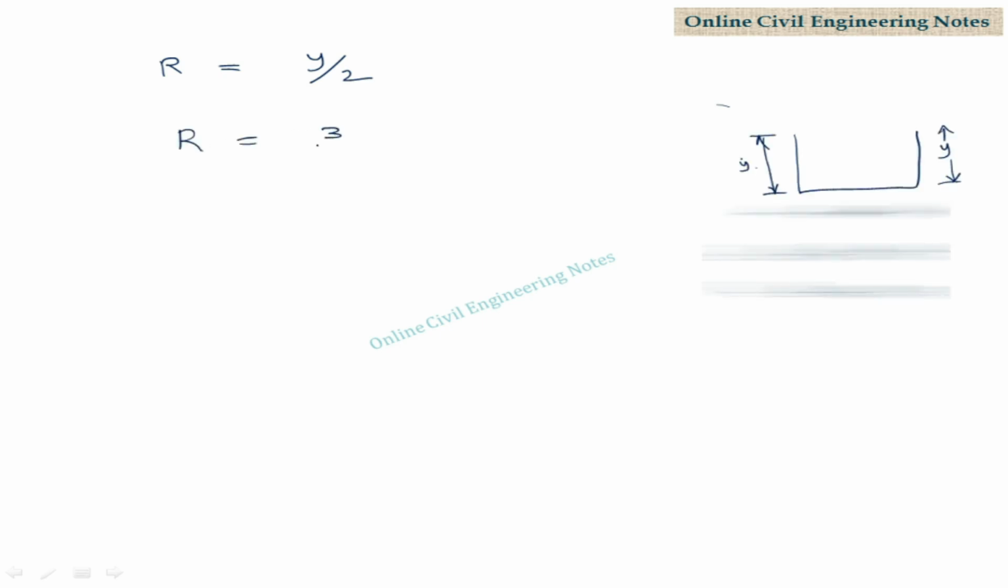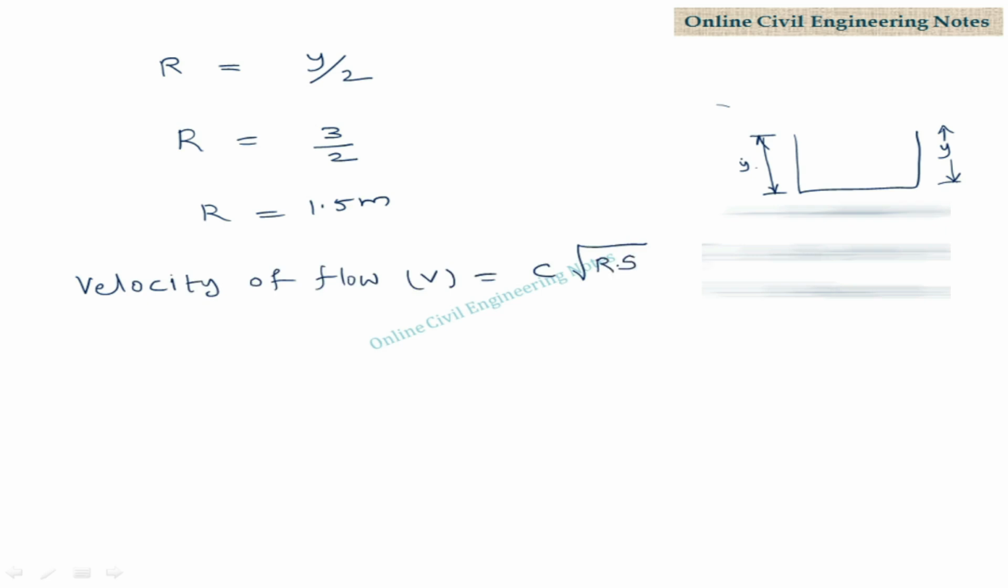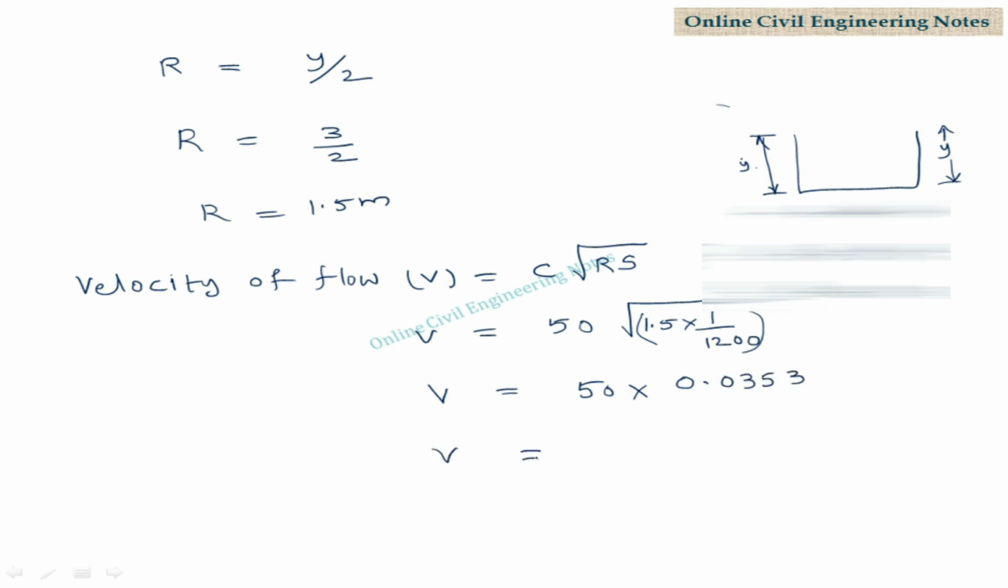Second condition is R is equal to y by 2, where R is the hydraulic mean depth. R is equal to 3 meters by 2. R is equal to 1.5 meters. Velocity of flow through the rectangular channel is written as C into root RS. We know C value 50 into root R is 1.5 and S is the bed slope given in the question, 1 in 1200, that is 1 by 1200. V is equal to 50 into square root of 1.5 divided by 1200, 0.0353. Therefore velocity of flow is equal to 1.765 meter per second. Now find the discharge through the rectangular channel.